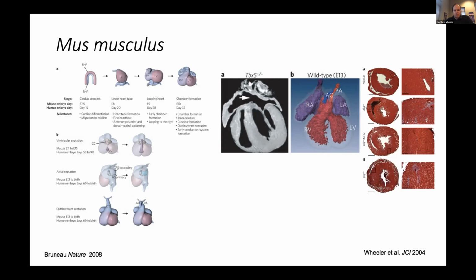And we can also do several different surgical procedures. We can monitor them either transiently or over time, and mice continue to be the workhorse for cardiovascular biology.